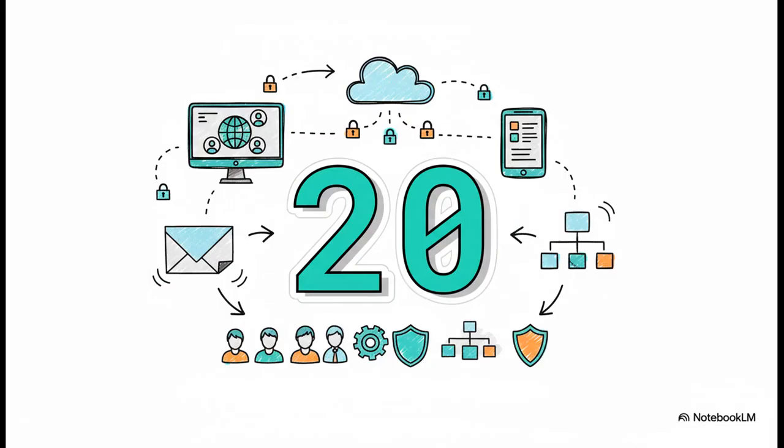This number is so important, it gets its very own slide, 20 days. I want you to burn this number into your brain. After you delete a user in Google Workspace, you have exactly 20 days to restore them. After that, they are gone, forever. All their data, their emails, everything.